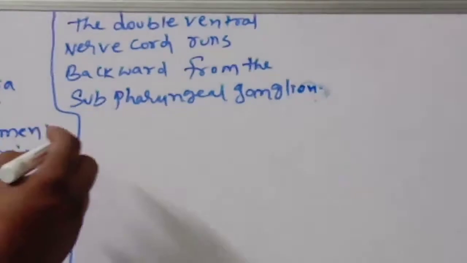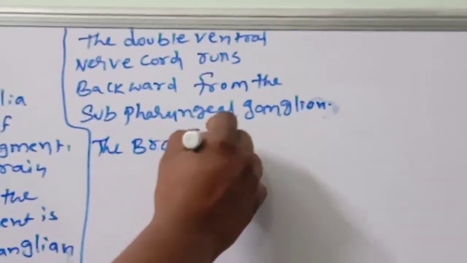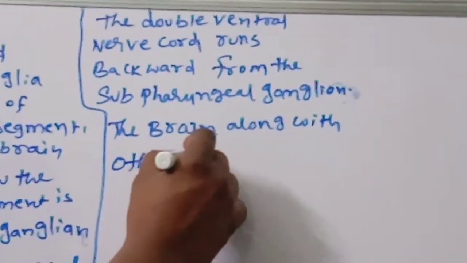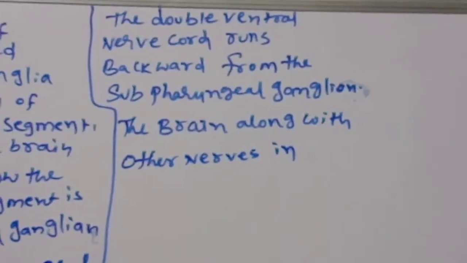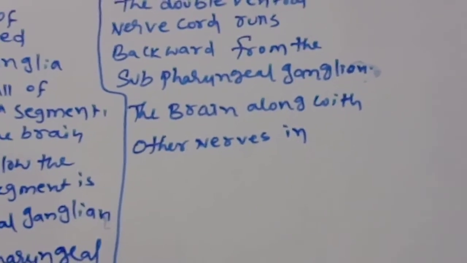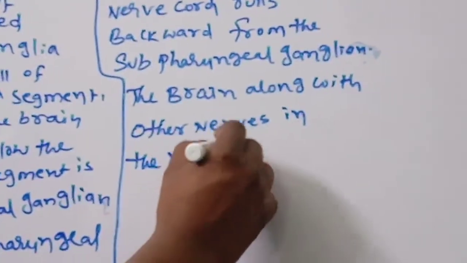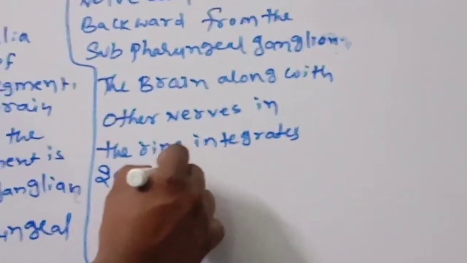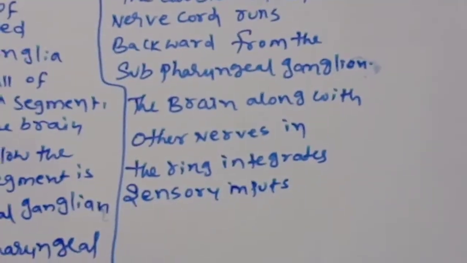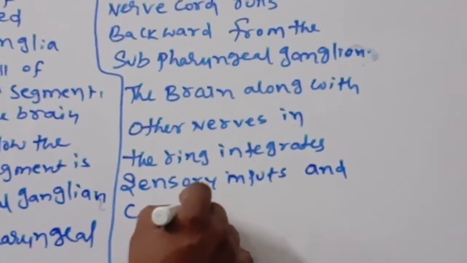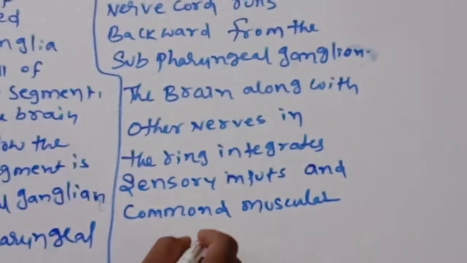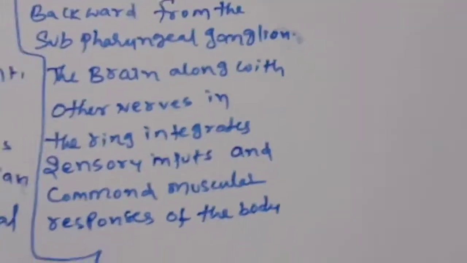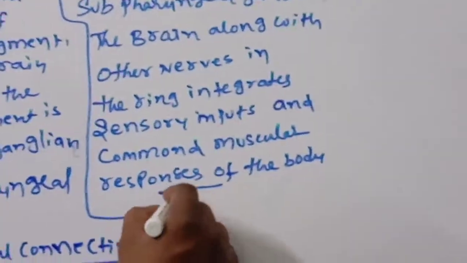The brain along with other nerves in the ring integrates sensory inputs and commands muscular responses of the body.